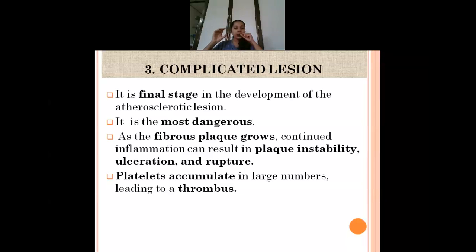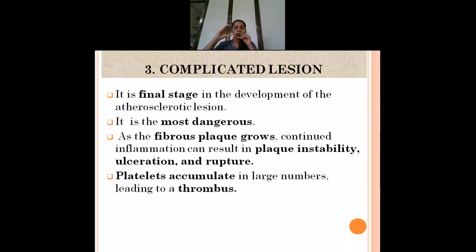In the case of this fibrous plaque, when it continuously grows and when there is inflammation in it, chances are that the plaque or atheroma can become ulcerated and it will rupture. The plaque or atheroma which has deposited in the blood vessel can ulcerate and rupture. What will happen if it is ruptured? The blood clot which is there will be released into the bloodstream. That blood clot is called a thrombus.